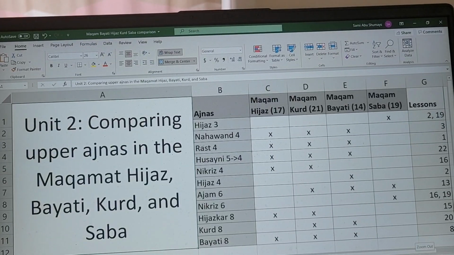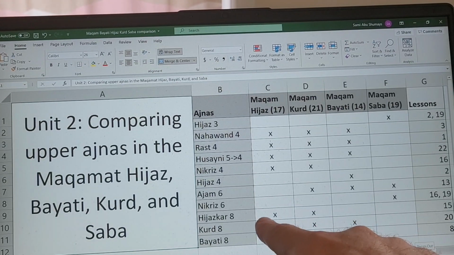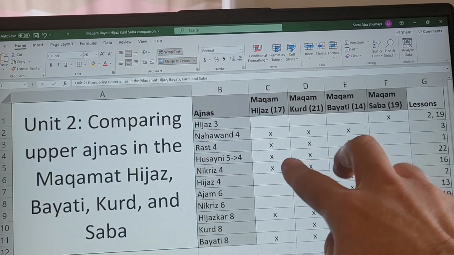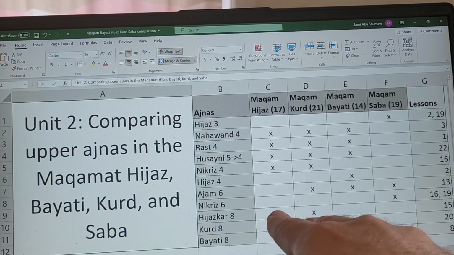So those are those similarities between Kurd and Hijaz. We don't have the Hijaz kar or the Nikriz on 4 in Maqam Bayati or in Maqam Saba. Let's look at that chart. So where do we want to go to next? So here we were, Hijaz kar 8 and Nikriz 4. Those two are connected in these two maqamat. Now I want to jump.